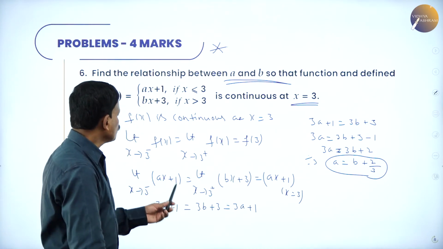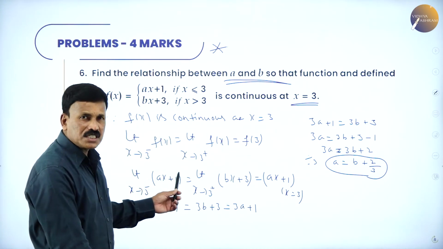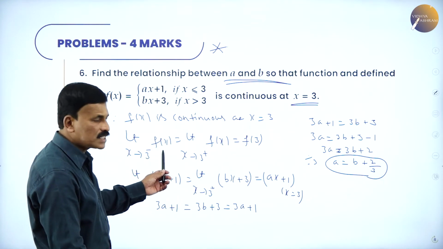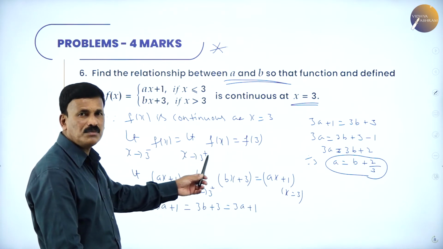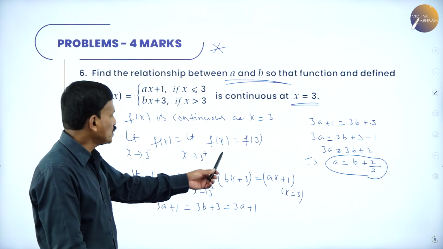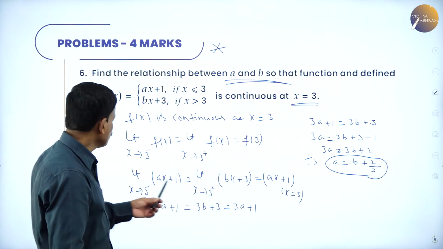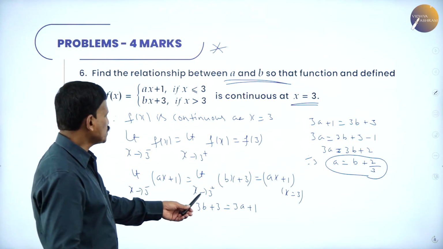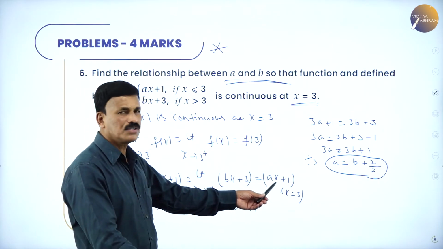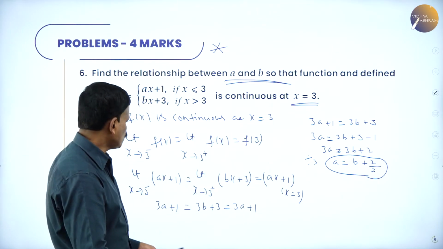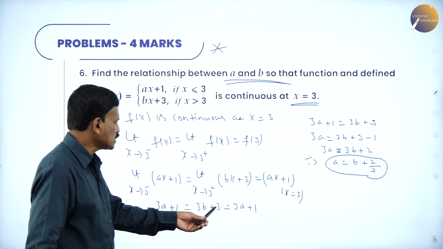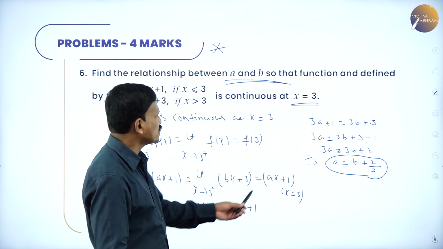Okay, see here. Since it is a continuous function, the limit as x tends to 3 minus of f of x, the left hand limit, is equal to the right hand limit, the limit as x tends to 3 plus of f of x, is equal to the functional value f of 3. So that is the limit as x tends to 3 minus of ax plus 1, the limit as x tends to 3 plus of bx plus 3, is equal to ax plus 1 at x is equal to 3. So put x is equal to 3: 3a plus 1 is equal to 3b plus 3 is equal to 3a plus 1. Equate first and second.